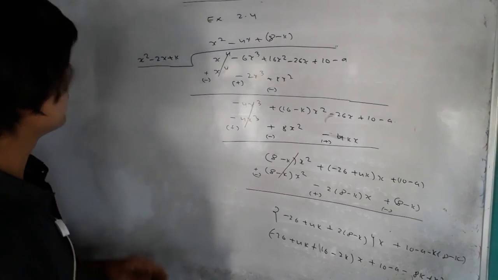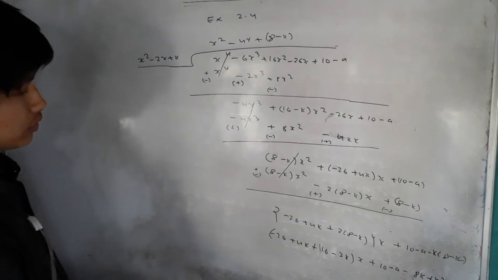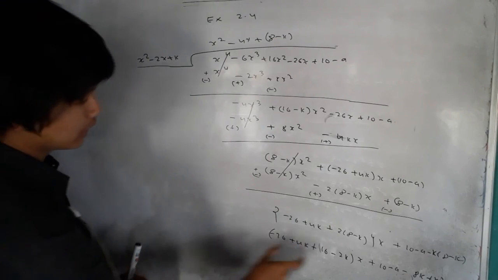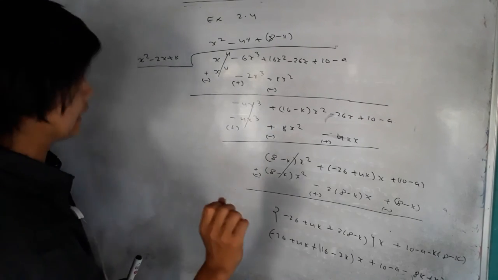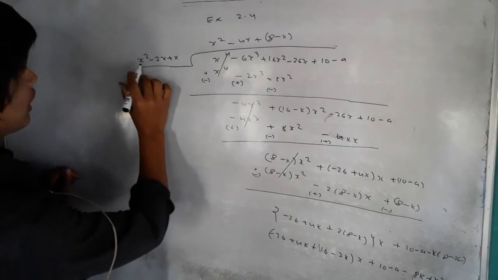So we will quickly divide this number by this, okay? In order to get remainder 0, we will not get exactly 0, but we will get some certain fraction in terms of k and a. From that we will equate it with 0, then we will get the value. So I will do it quickly.